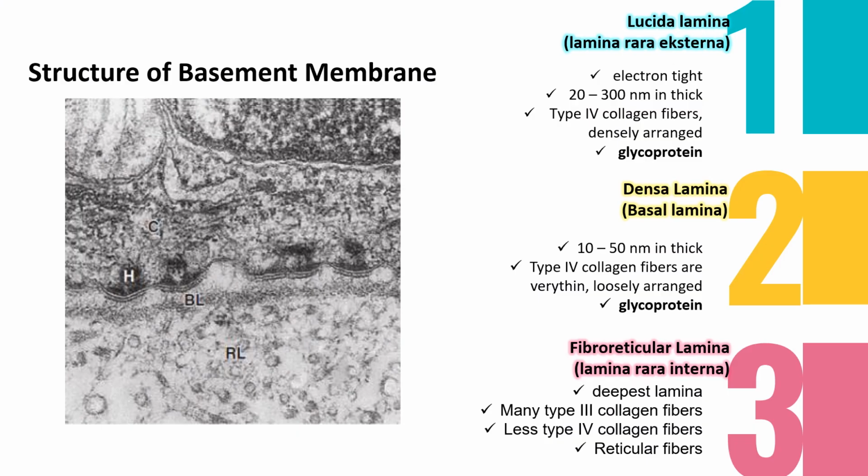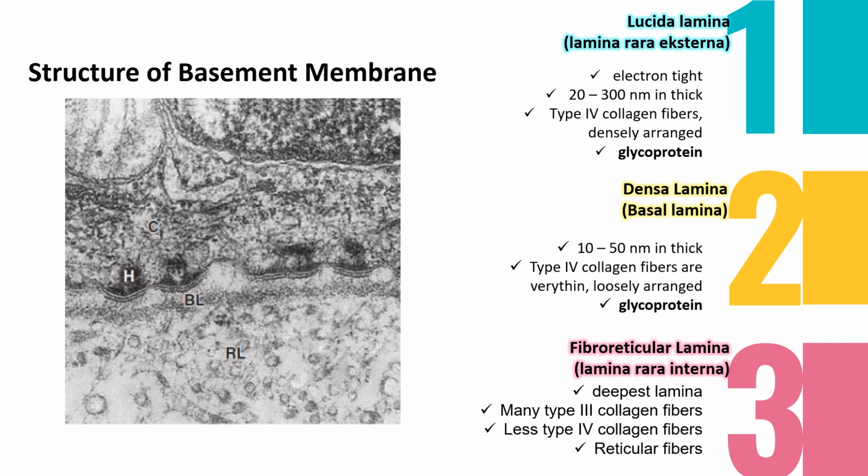There are 3 laminae in the basement membrane. First, lucida lamina or lamina rara externa. Second, densa lamina or basal lamina. And third, fibroreticular lamina or lamina rara interna.